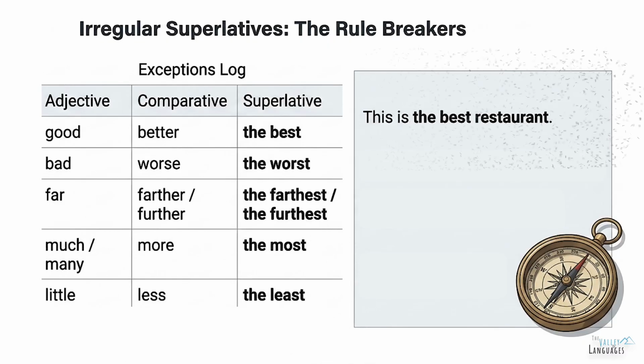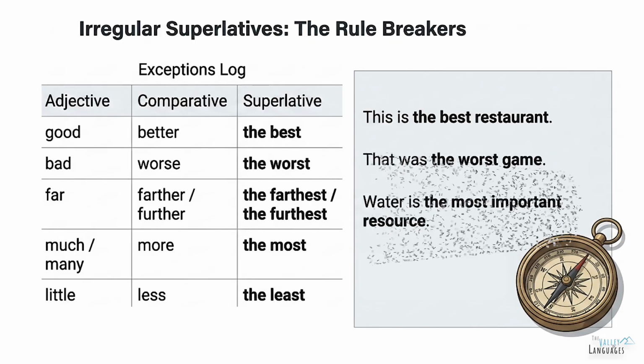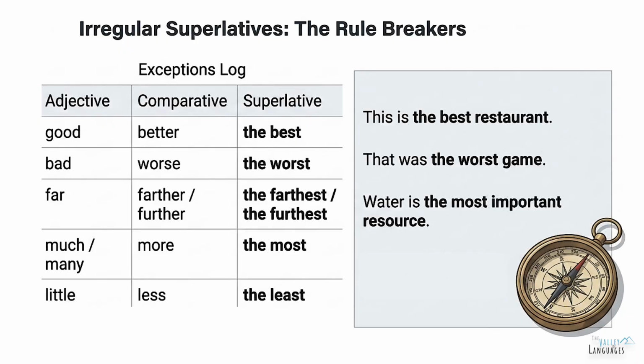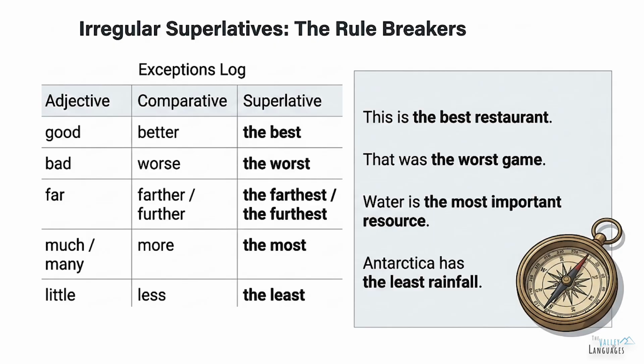So in everyday context, you'd say, "This is the best restaurant," or "That was the worst game." Water is the most important resource. And Antarctica has the least rainfall. There's no trick here. You honestly just have to memorize these rule breakers.